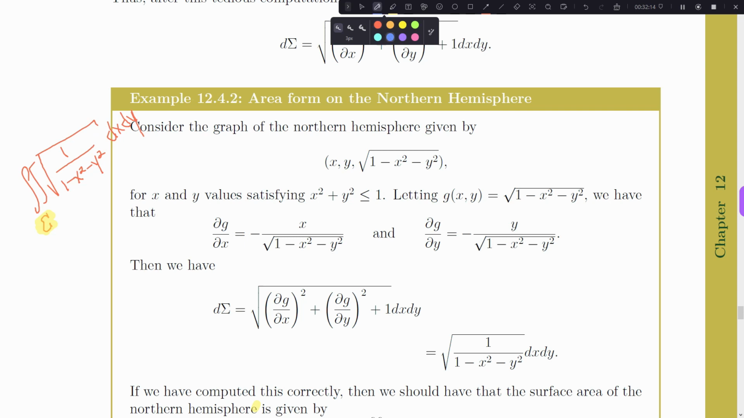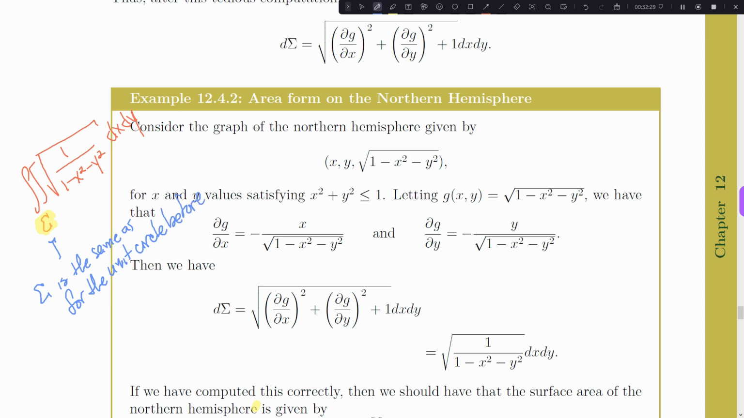And it shouldn't be too much of a surprise to you all that sigma is the same as for the unit circle before. Because how do the x's and y's change over the northern hemisphere? Well, we still have this ability for x to go from plus or minus root 1 minus y squared, and we have the ability for y to go from 1 to negative 1, right?